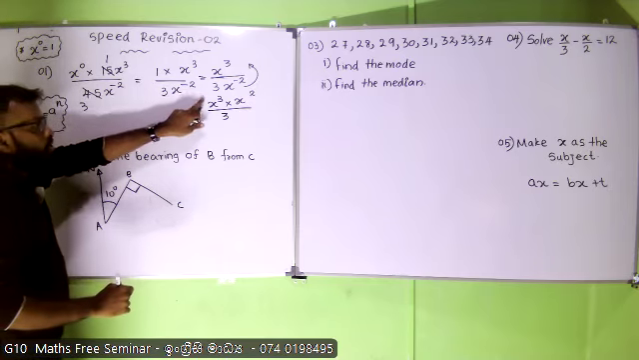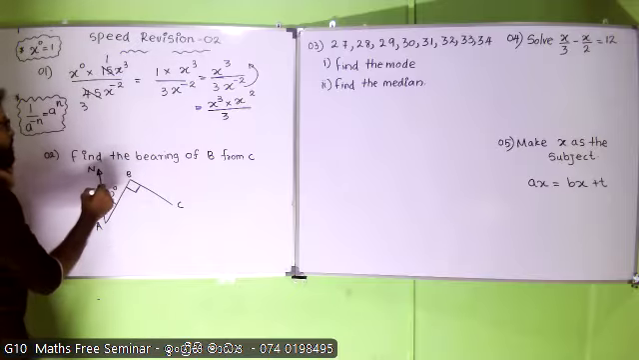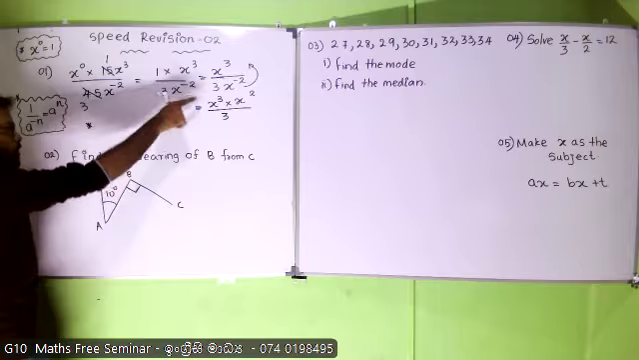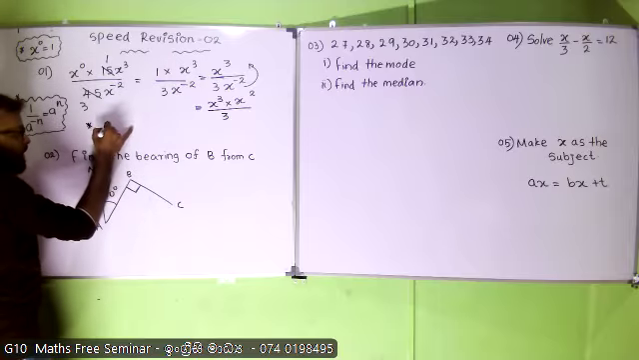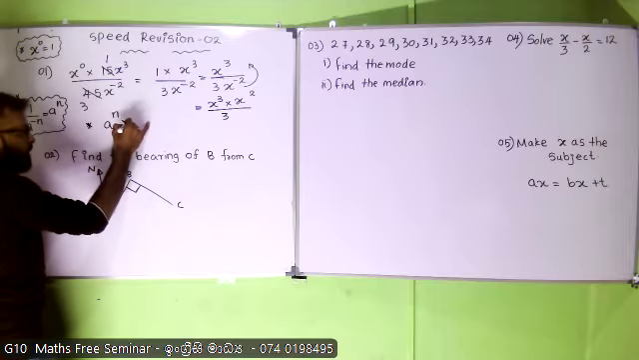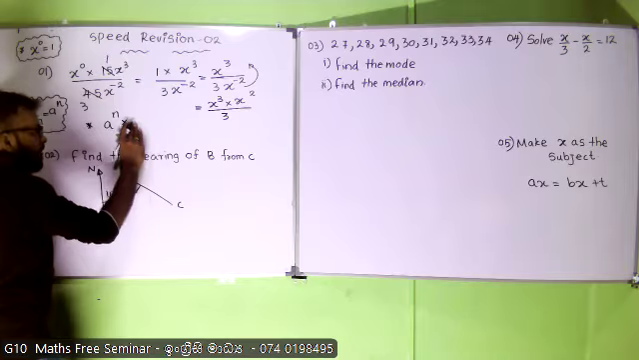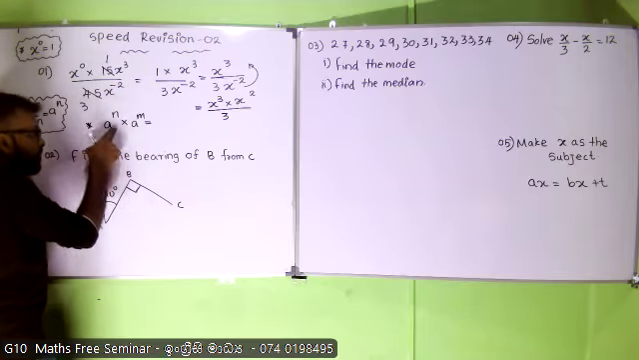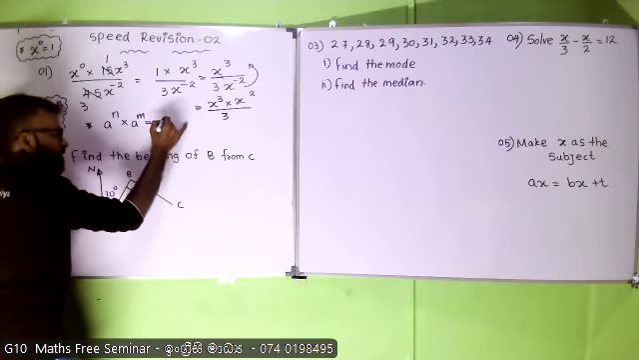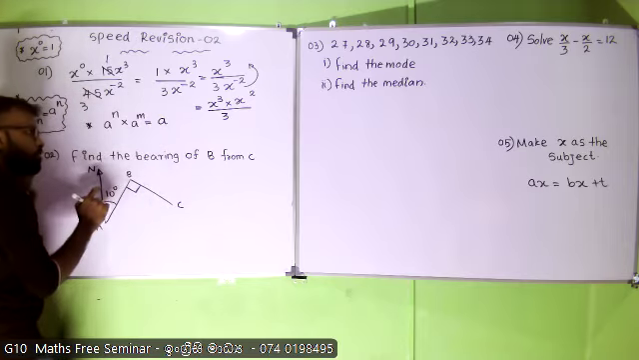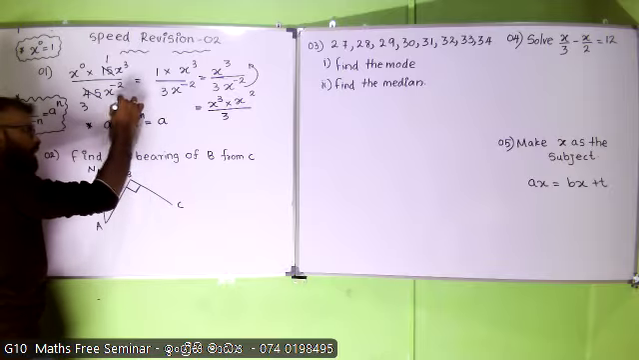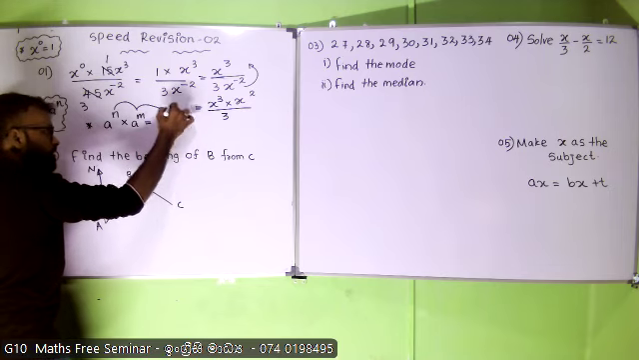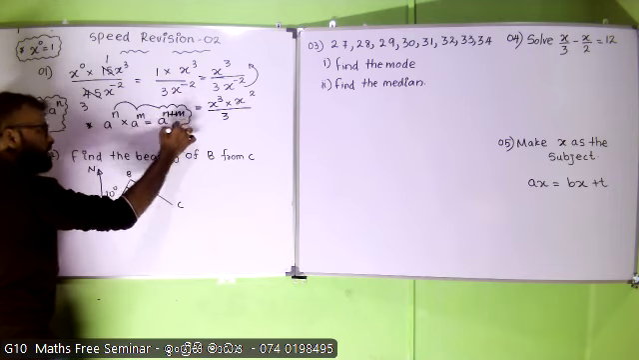And x to the power 3 multiplied by x to the power 2. The law of indices that we are going to use here is a to the power n multiplied by a to the power m. If you have the same base a, the answer should have base a also, but the powers can be added, n plus m. So this is the other law of indices that you can use.